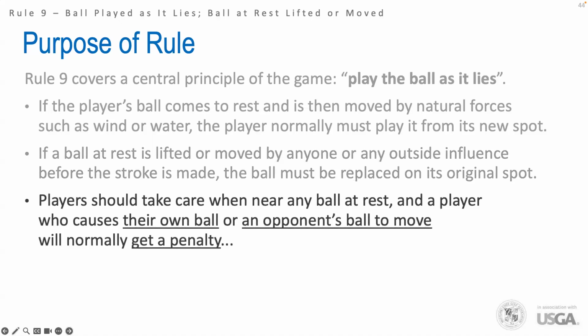Players should take care when near any ball at rest, and a player who causes their own ball or an opponent's ball to move will normally get a penalty. So the rules are trying to protect us from things, but we also have to use a bit of caution and common sense when we're out there. We can't just be carelessly walking around, and there may be consequences if you're not taking caution when near another golf ball. We can't just have chaos out there. So the rules are going to guide us through how we can take caution and make sure we don't get a penalty.